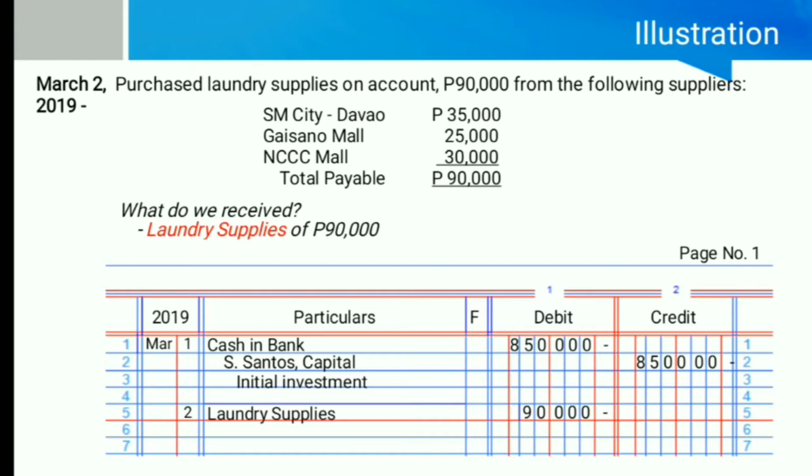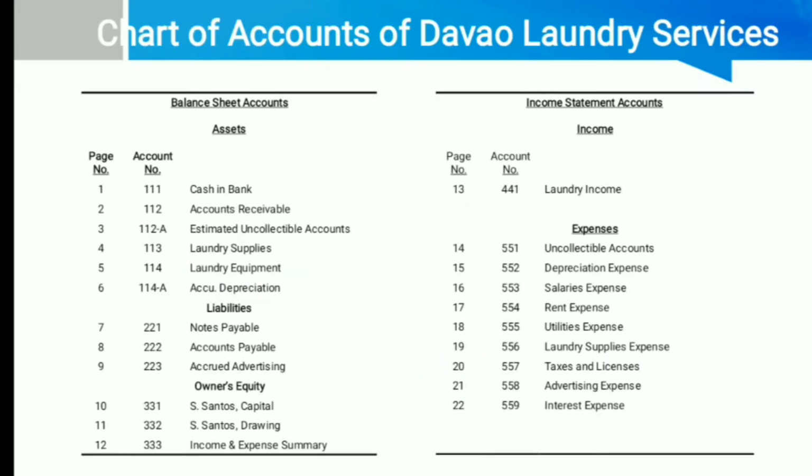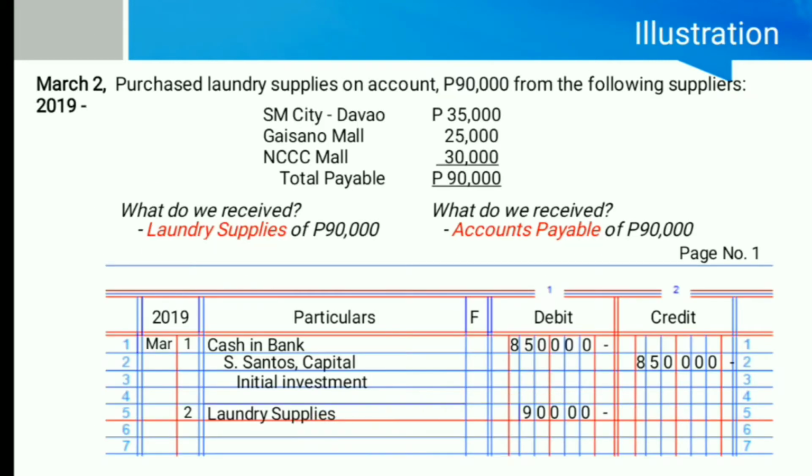Okay, now for our credit entry, what did we part with in order to get the laundry supplies of 90,000 pesos? The laundry supplies are acquired on account, meaning to say, utang pa siya, hindi pa siya bayad. So, there is an oral promise to pay of 90,000 pesos. It's an oral promise to pay since there is no promissory note involved. So, the appropriate account title to be used in the transaction is accounts payable. Our credit entry would involve accounts payable of 90,000 pesos.